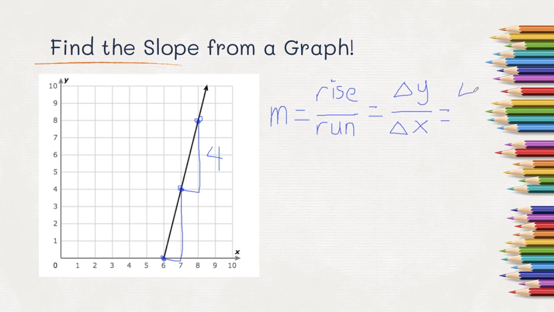And what is the run? The run is always from left to right. So left to right, the run is 1. So the slope is 4 over 1, or we could say m equals 4, because 4 divided by 1 is 4.